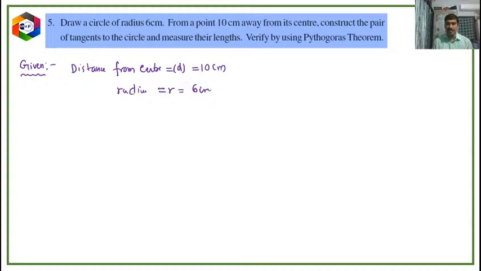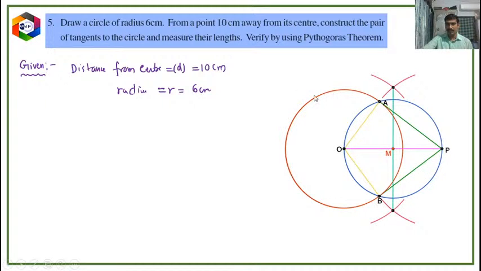This is the circle to which we have to draw the tangents, and from a point at a distance of 10 centimeters from the center of this circle you have to draw the tangents. You know the rough diagram also. This is the diagram you will get after drawing: a 6 centimeter circle, a point 10 centimeters from the center, and these are the two tangents drawn from the external point. I will explain again how to draw this, children. Here it is asked to verify using the Pythagoras theorem also, so later we will verify.